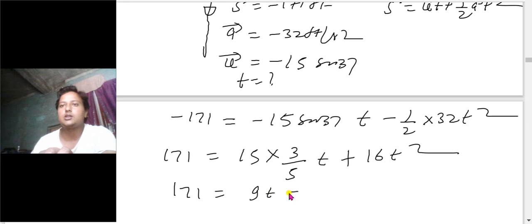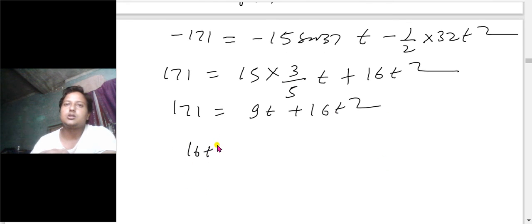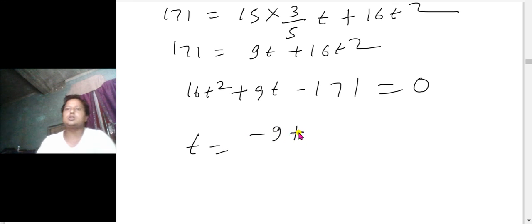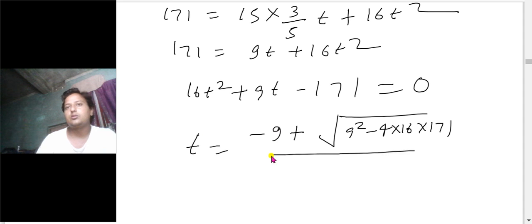171 equals 9t plus 16t square. So 16t square plus 9t minus 171 equals 0. So time equals minus b plus minus square root of b square minus 4ac over 2a. Time will always be a positive one.